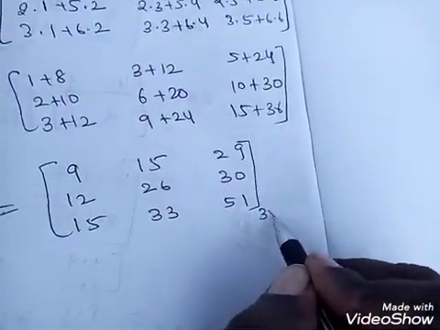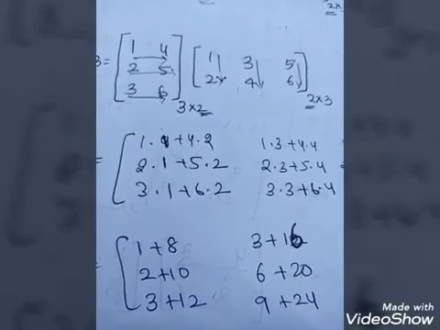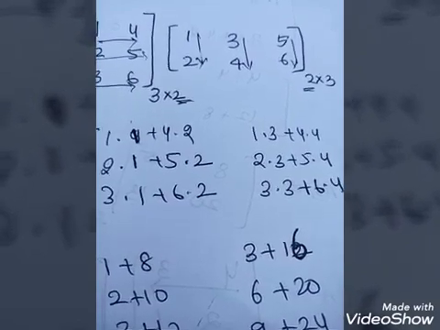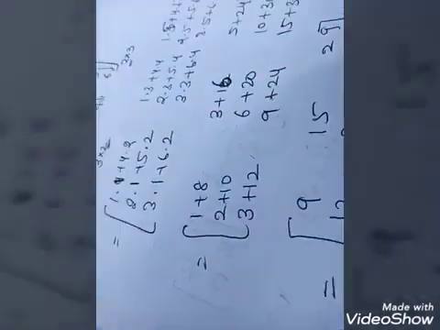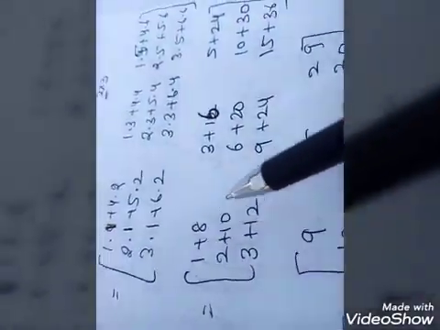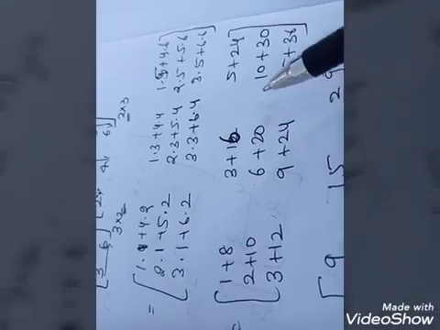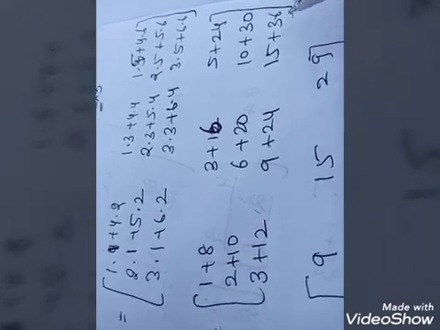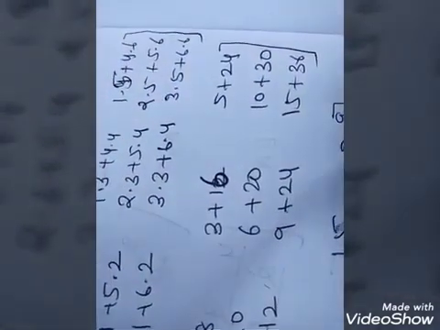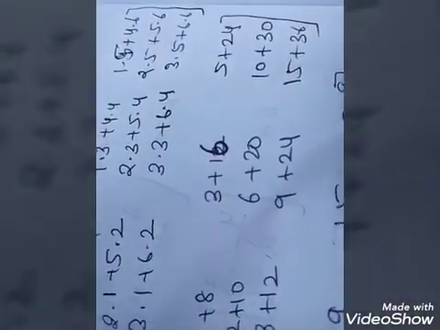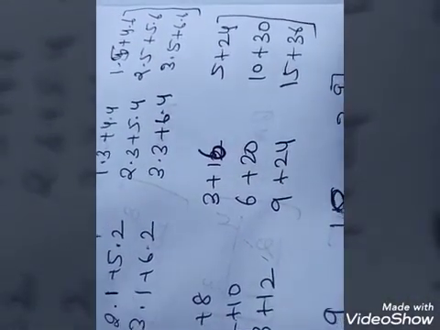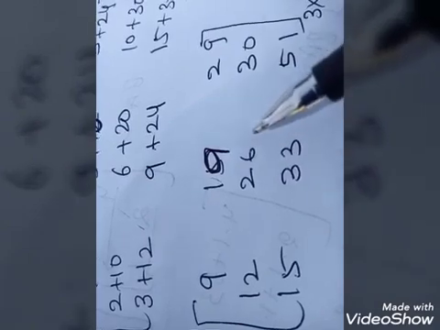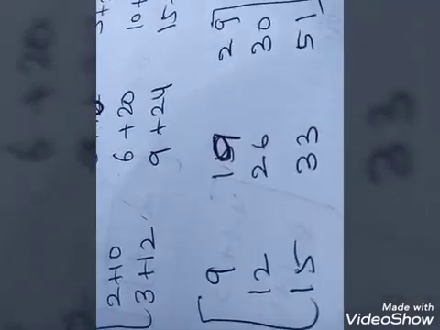That is the matrix of 3 by 3. Now here 1 plus 8 and 3 plus 16 and 5 plus 24. Further observe the next one, what you are going to get: 2 plus 10, 6 plus 20, 10 plus 30, 3 plus 12, 9 plus 24, 15 plus 36. Further here you are going to get 1 plus 8 is 9, 19, 29 and 12, 26, 30, 15, 33, 51. That is a 3 by 3 matrix.